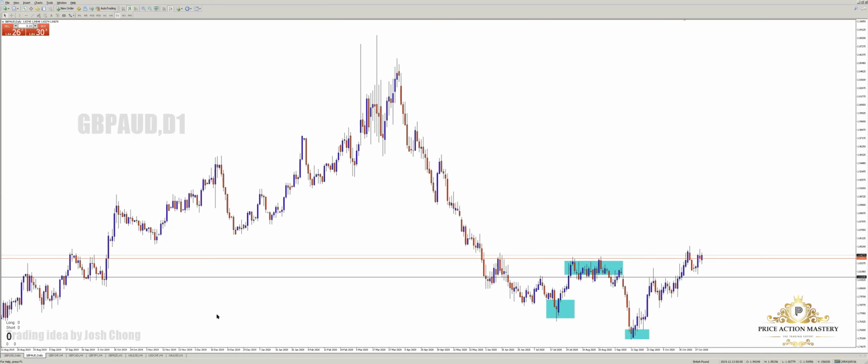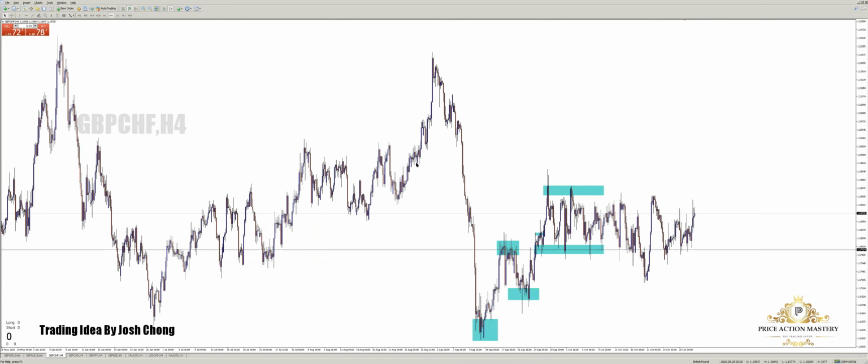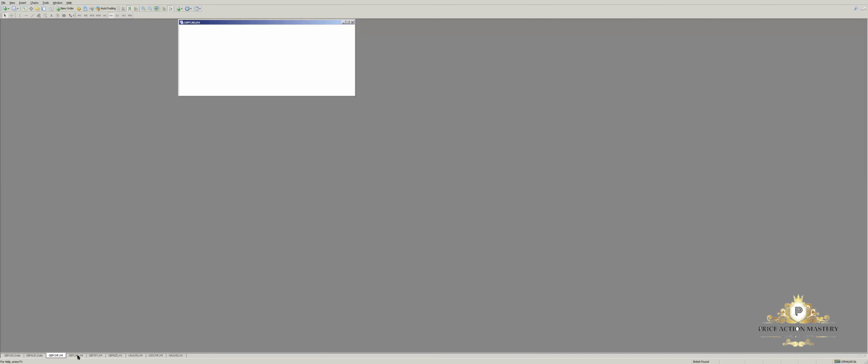So for this pair, I will not go in for a trade. I will be more on the observation side. This pair is basically in a very big range market, so you may trade it as a range market.